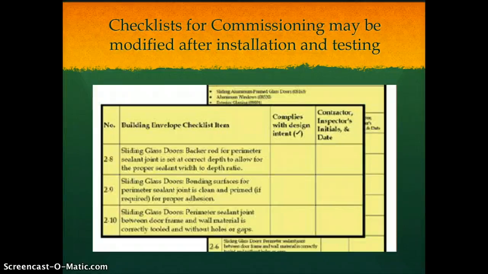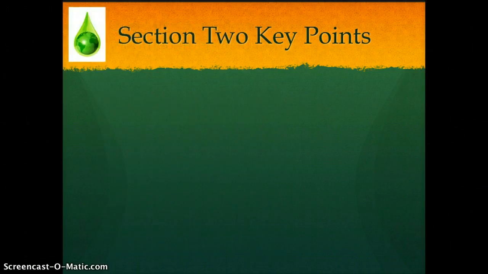Checklists, such as this one for commissioning of sliding glass doors, should be developed that allow for certification after modifications and adjustments are implemented. See Figure 3.3. Let's review the key points of Section 2.